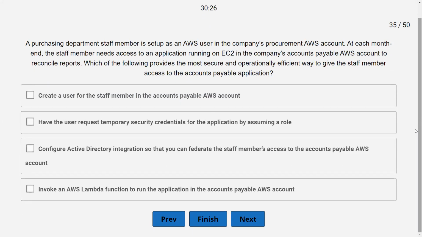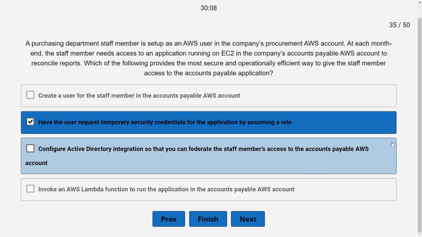Create a user for the staff member in the account payable AWS. Have the user. Don't worry yourself. Okay. We put the answer already. We choose the answer already. Okay, so B. All right, so let's go on.